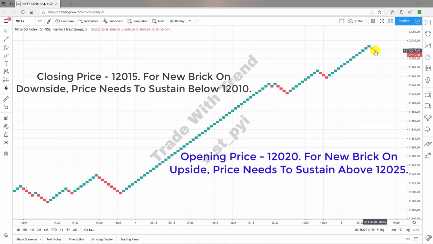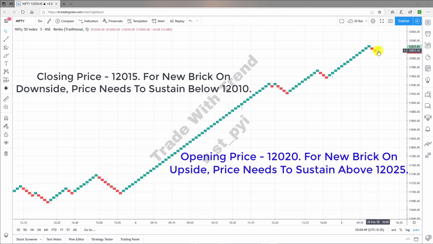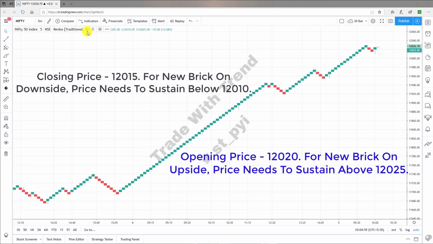On the flip side, if you take the closing price of this brick, it is currently at 12,015. So for a new brick to be plotted on the downside, value of Nifty here should close below 12,010 on a 5-minute interval chart. I hope this aspect is clear. So just about 20 seconds more to go and price is at 12,026. So if we can sustain above 12,025 for about 20 more seconds, then you will see a new brick being printed here. So the formula is the opening price of this particular brick plus the brick size that you have chosen on a time frame chart.